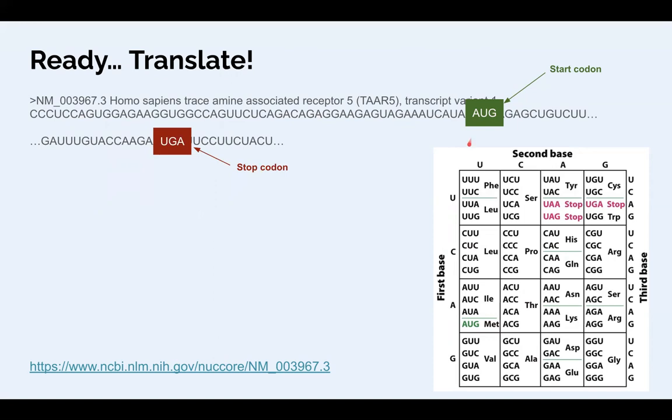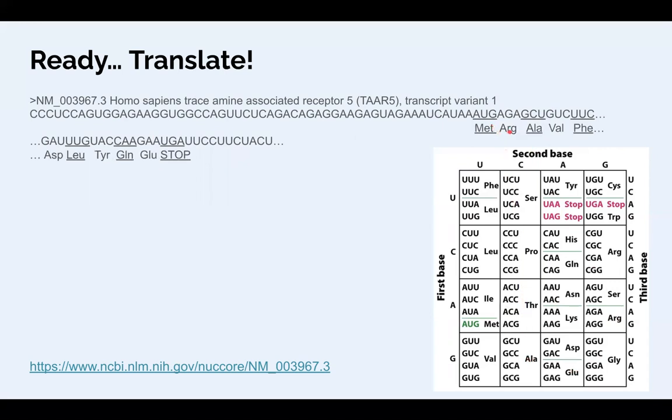So you could go in and find AUG corresponds to methionine. And then according to the reading frame, the next 3 letters are AGA. So we look on here, AGA, it goes for ARG or arginine. Then GCU, alanine, and so on. So arginine, alanine, valine, phenylalanine, and so on.